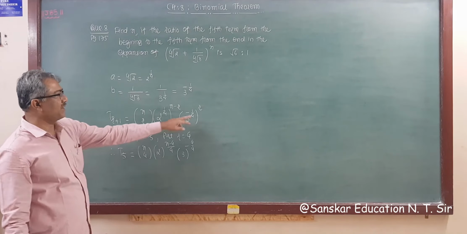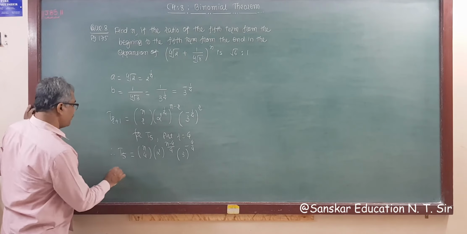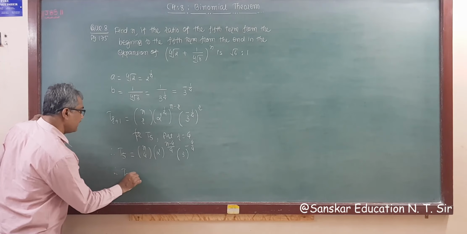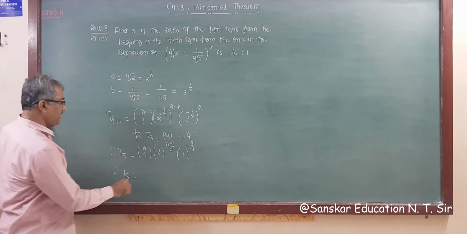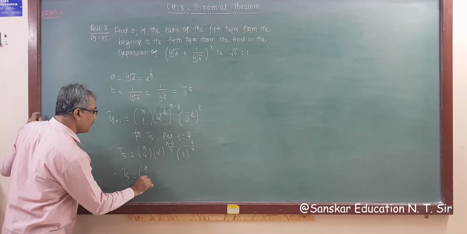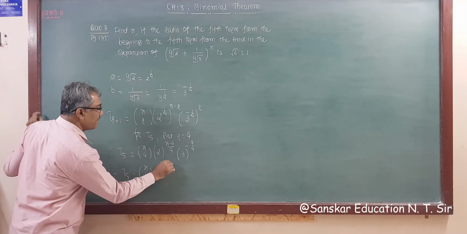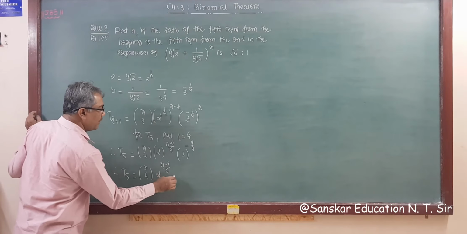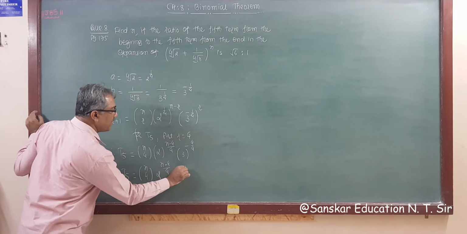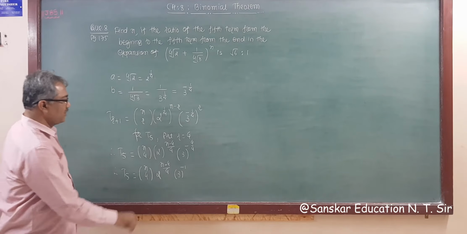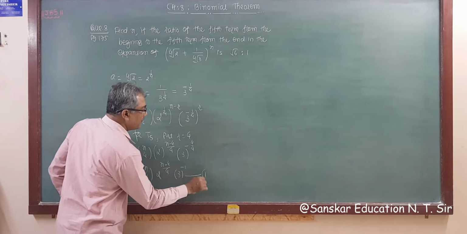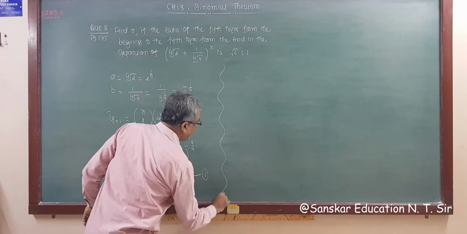Right? Because we have to take r is 4. So T5 will be nC4 into 2 raised to (n minus 4) divided by 4, and this is 3 raised to minus 1, right? So this is the number 1. Now the term from the end.